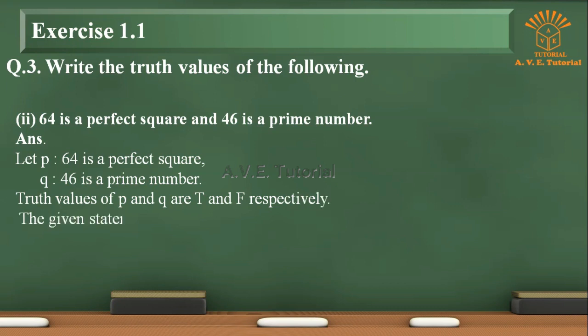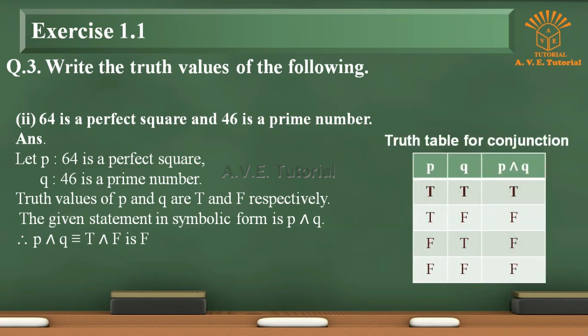The given statement in symbolic form is P conjunction Q. Therefore, P conjunction Q is equivalent to true, T and false, F is F, as per truth table. Therefore, truth value of given statement is false, F.